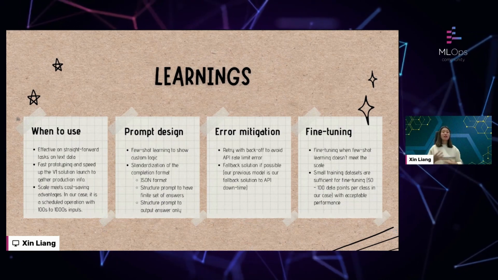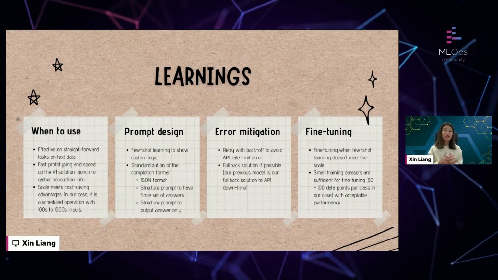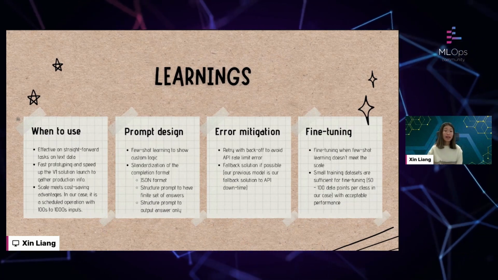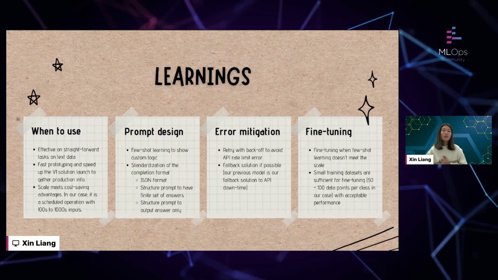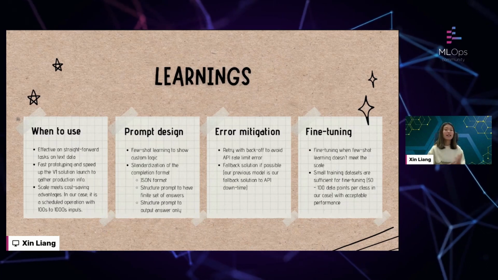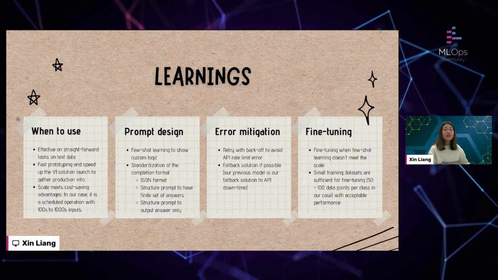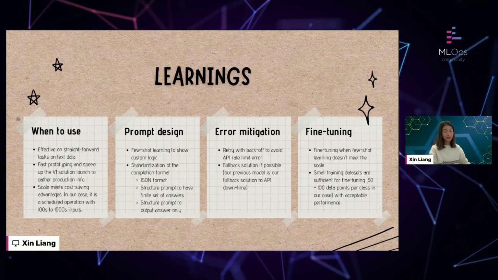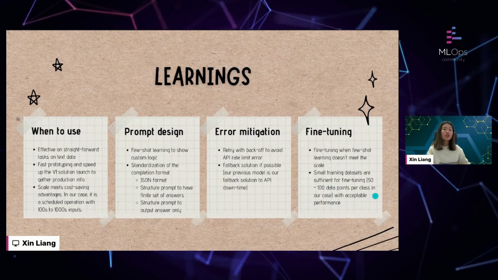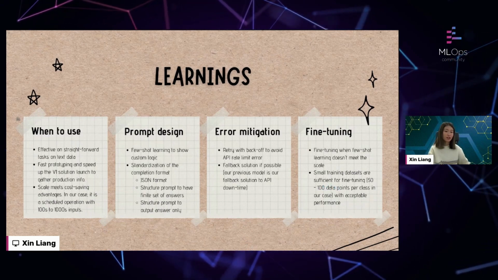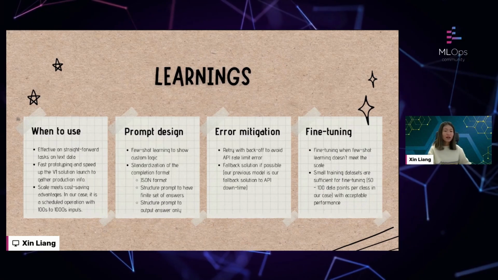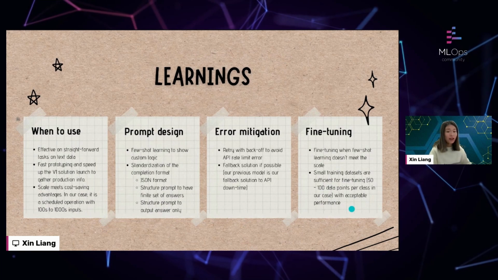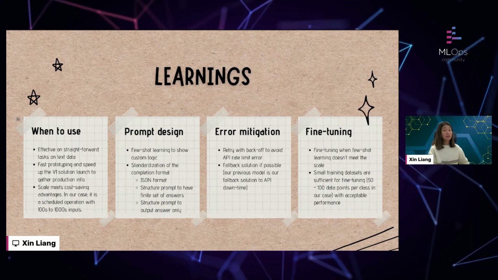In terms of fine-tuning, as I mentioned, few-shot learning is good for rapid solution release, which is our case at the first iteration. However, when there is a scale on the data and/or the custom logic, fine-tuning might be needed to maintain both performance and cost effectiveness. And we found that small training datasets are sufficient for fine-tuning, roughly about 50 to 100 data points per class in our use case, which would give us acceptable performance.